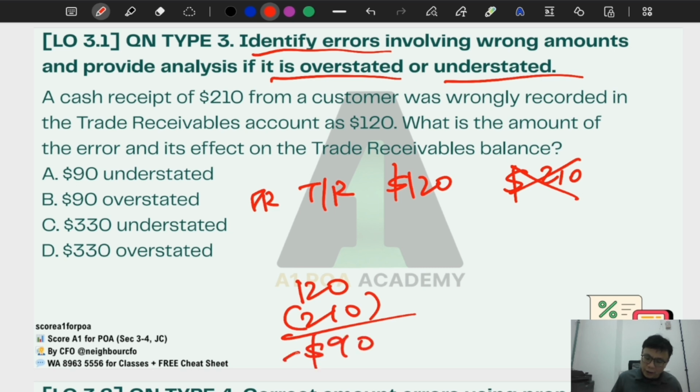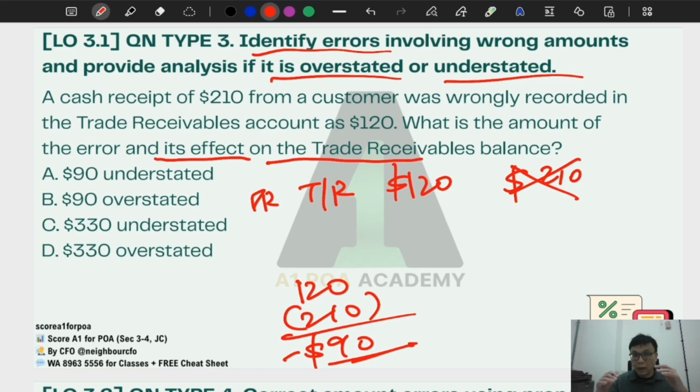So in this instance, rightfully, the accountants need to record a receipt of 210 from the customer. But in the books of account, only $120 was recorded, and therefore there is a difference of $90 which had been paid by the customer but is still showing as amount due from the customer. As a result, the question asks what is the effect on the trade receivable balance, whether it is overstated or understated.